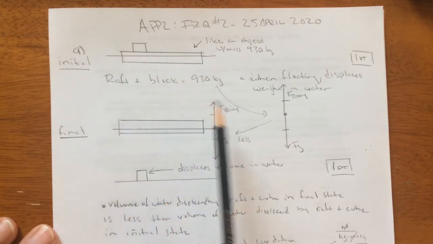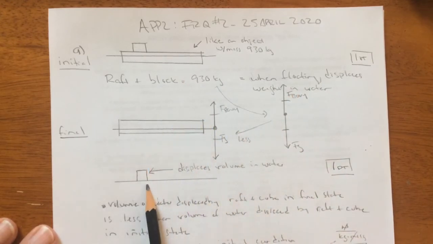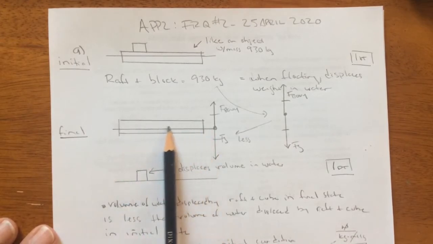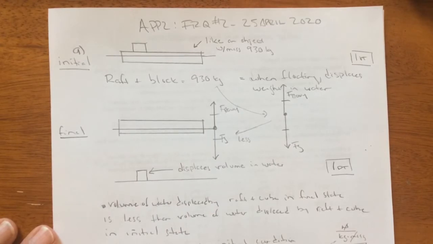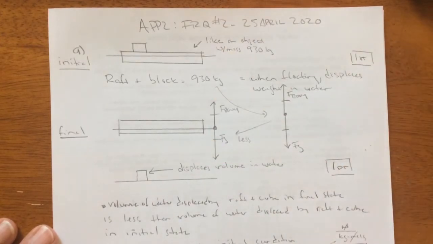Here, because it's floating, we know that force gravity equals force buoyancy. Here, the block is going to displace its volume in water, not its mass. Recall that your equation for force buoyancy is rho V g. This is going to displace its volume in water, much smaller. So, I'll kind of lead the witness: your water level is going to fall.